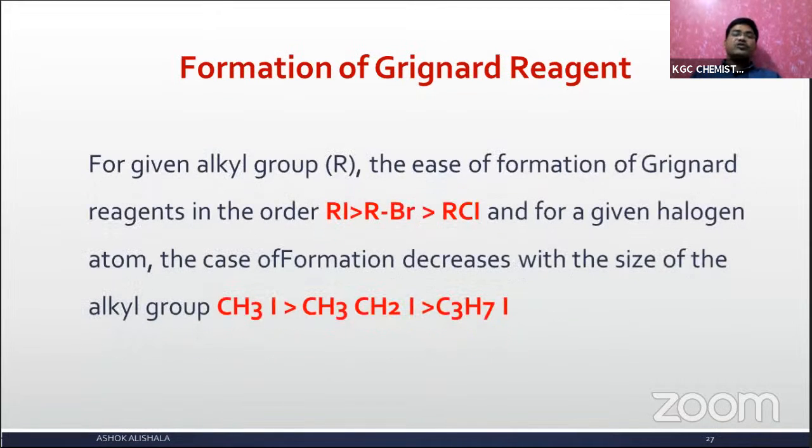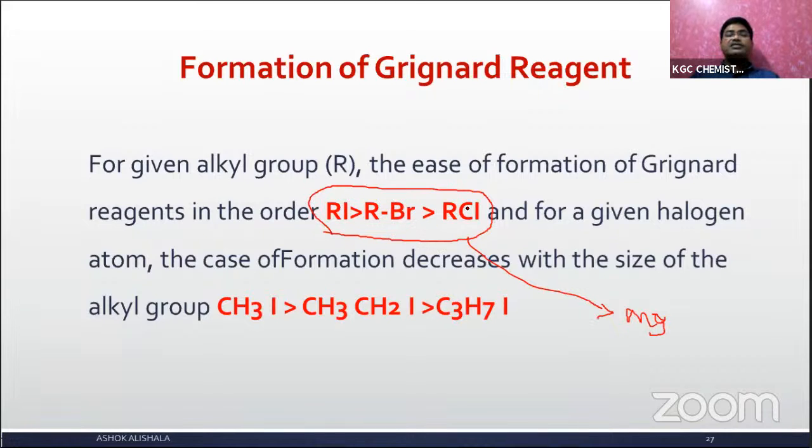For a given alkyl group, this is very important for your competitive examinations, very, very important. The ease of formation of the Grignard reagent is in this order. Suppose all these are allowed to react with magnesium, you remember this is the order of reactivity. Alkyl iodides are more reactive than bromides. Bromides are more reactive than chlorides. See here, for example, methyl iodide, ethyl. Okay, this is with respect to the halogen.